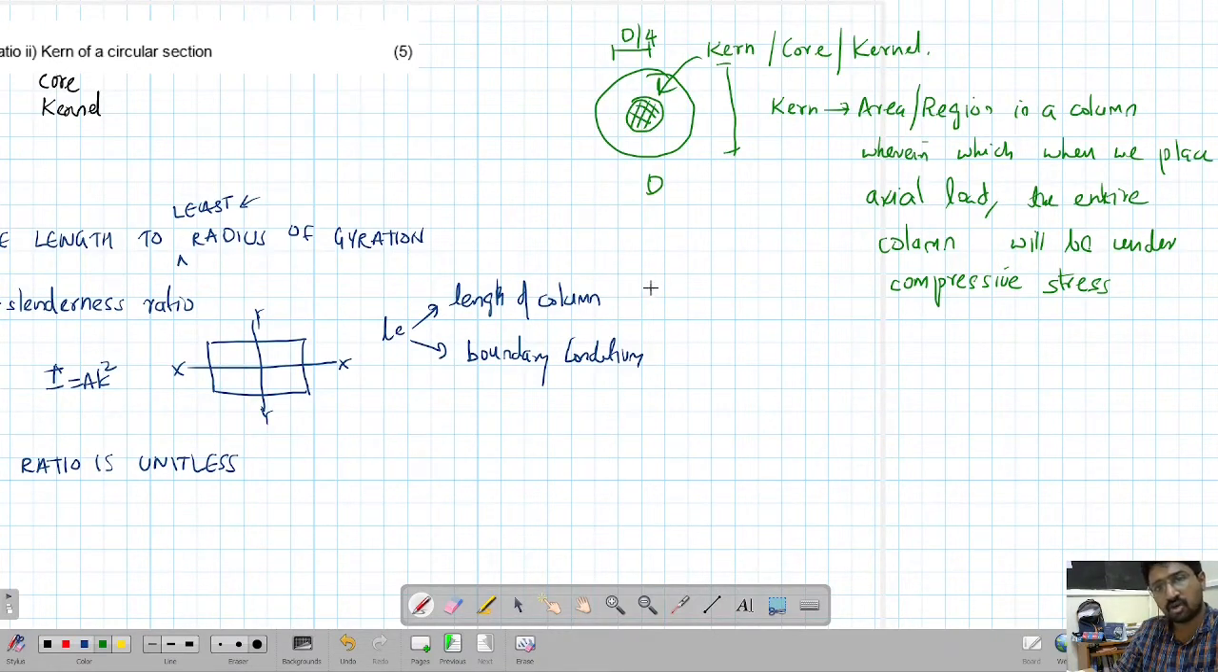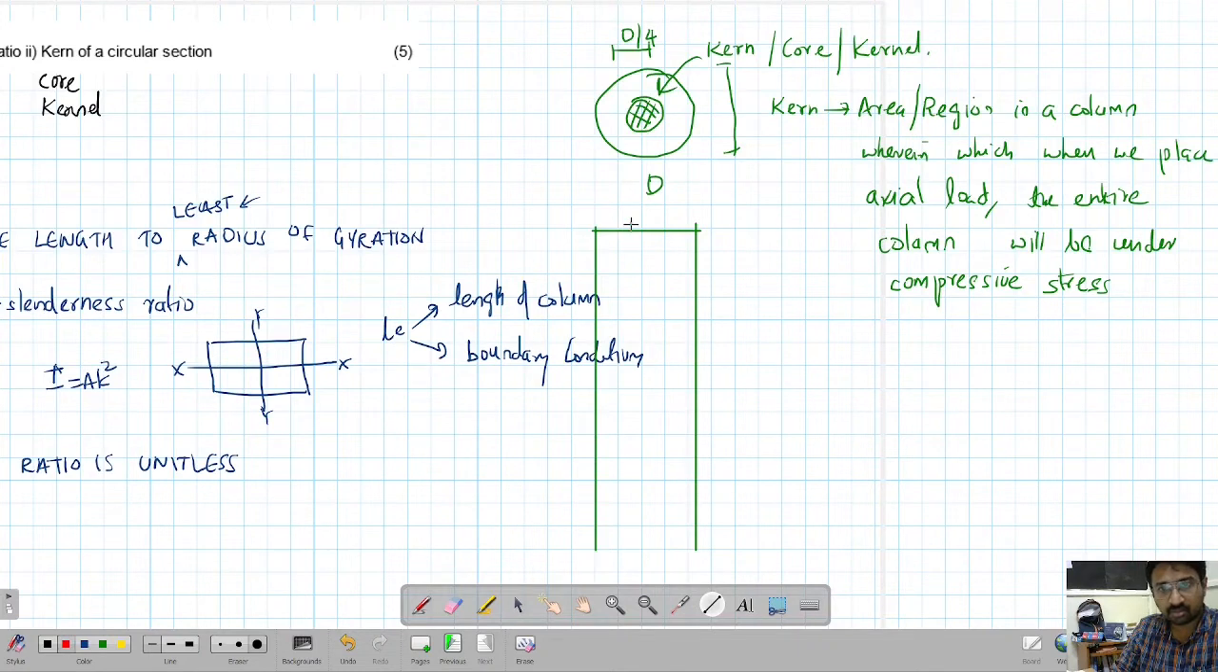So when you put load inside that region, what do you mean by load inside this region? If the column is something like this, let's say the column is something like this. Now, this is a Kern. If you put load inside this Kern, the entire section will be in compression.